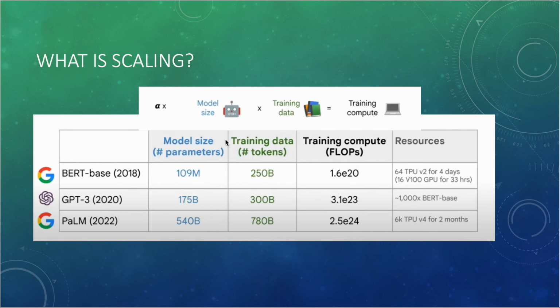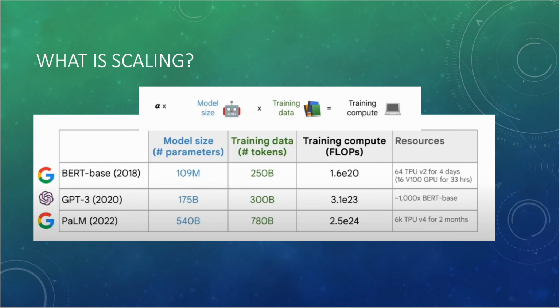In this research, we are focusing on three main aspects of language models: the model size, the training data, and the training compute. First, the model size. This is like the brain of the model, with parameters being the individual parts of the brain. Think of each parameter as a tiny piece of knowledge the model uses to understand and generate language.